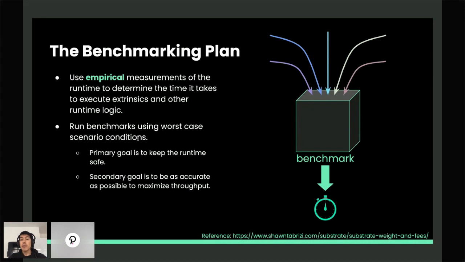So one of the assumptions we make with the benchmarks is how can we test these different scenarios in the worst case situation. And remember, the primary goal of benchmarking is to keep the runtime safe. It's not to gloat about our TPS or gloat about our throughput. It's basically to make sure that what we launch to a decentralized open network is safe. And secondarily, we then want to say, okay, how can we make sure that these weights are as accurate as possible, the benchmarking is as accurate as possible, so that we can get the maximum throughput possible while maintaining safety.